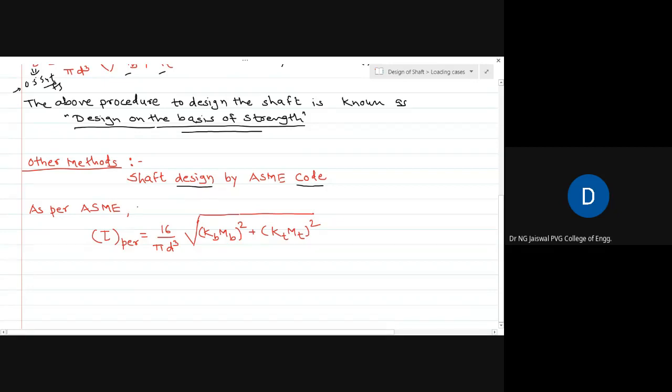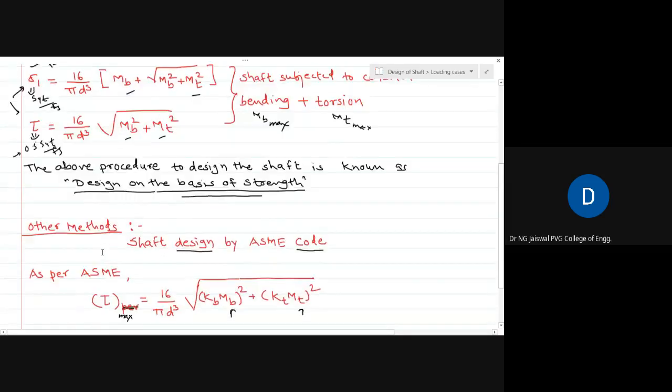What is that? As per the ASME code, the maximum shear stress. Actually, permissible is not to be used here; I'll use maximum stress. The maximum shear stress induced in a shaft subjected to some value of bending moment and some value of torsion moment, tau max, is given by 16 upon pi d cube times the square root of Kb Mb whole square plus Kt Mt whole square.